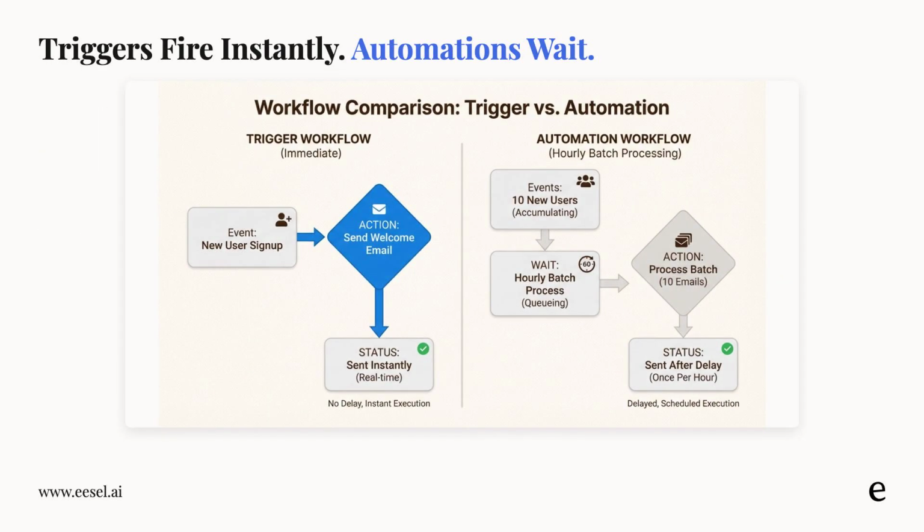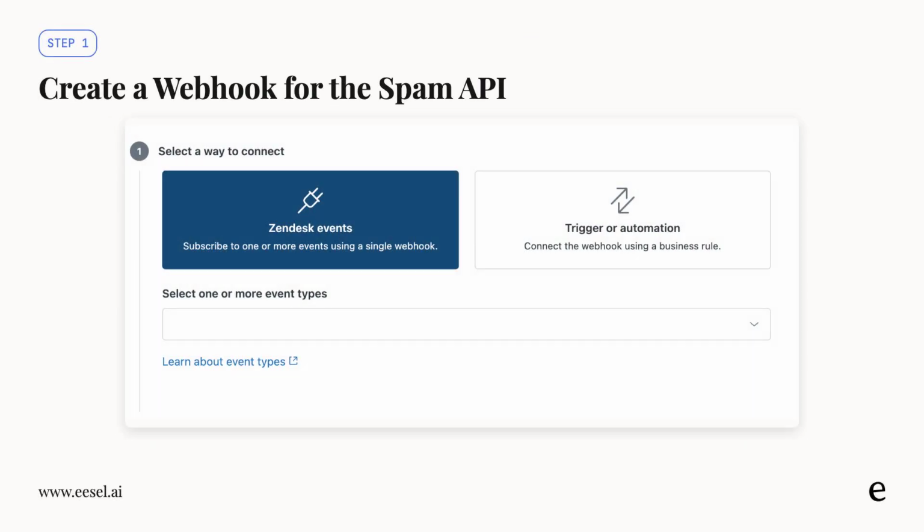Triggers and automations solve different parts of the problem. Triggers fire the instant a ticket is created or updated, making them your first line of defense. Automations run hourly and handle time-based cleanup, like closing spam that slipped through or processing large backlogs. You need both. Since Zendesk doesn't let triggers directly mark tickets as spam, you need a webhook.